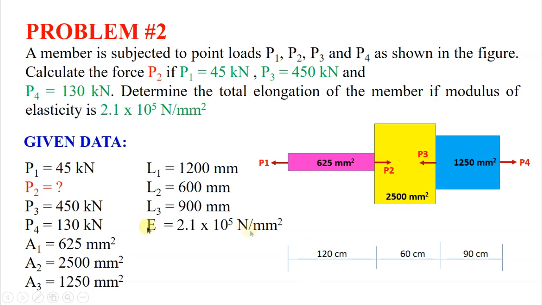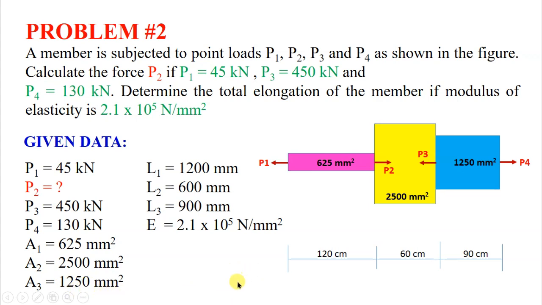Length of section 1 is given as 1200 mm. Length of section 2 is 600 mm. Length of section 3 is 900 mm. Your E value is 2.1 into 10 power 5 Newton per mm square. And the area of section 1 is 625 mm square. Area of section 2 is 2500 mm square. Area of section 3 is 1250 mm square.